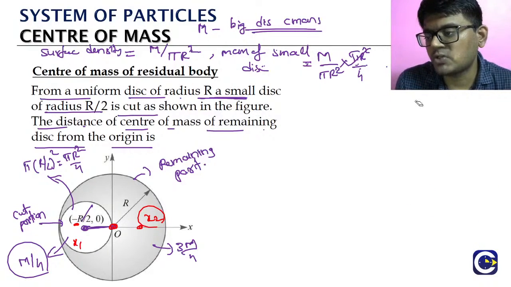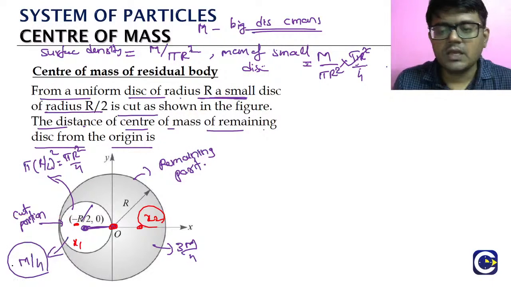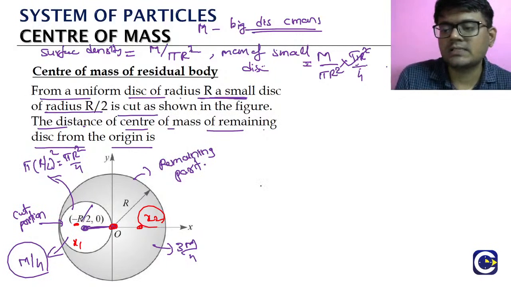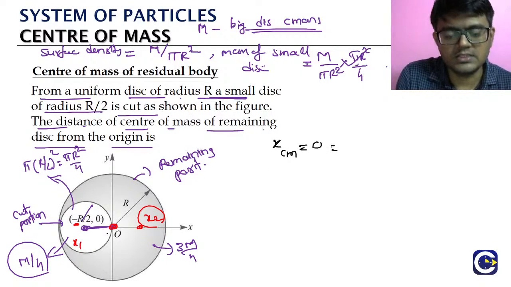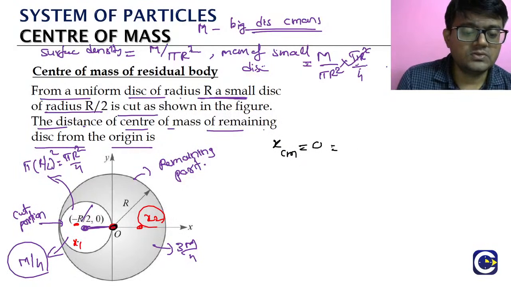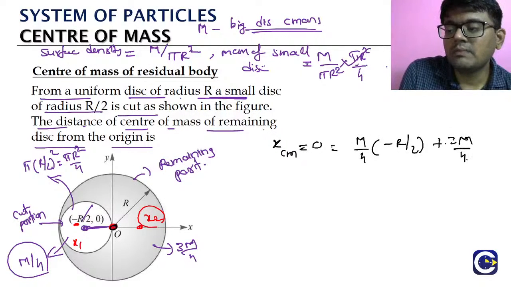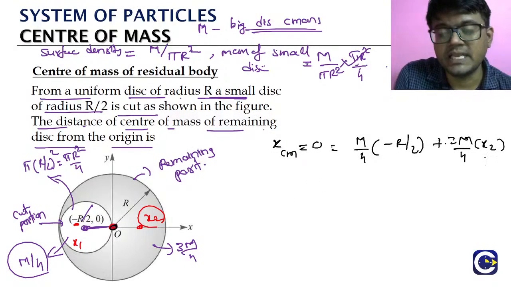And the weighted average formula, we are going to use m1 x1 plus m2 x2. Okay? The overall disk's center of mass location, x center of mass, is always 0 for us, because that will be the geometric center, right? It is equal to m1 x1. So the cut portion's mass is m by 4, and its coordinate is minus r by 2, plus m2, the remaining part's mass 3m by 4, and its x coordinate of center of mass we don't know, we have to calculate that.